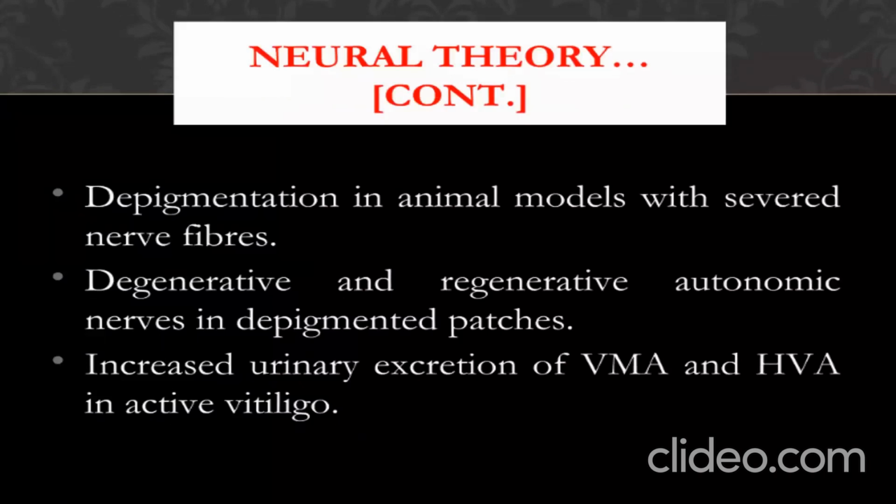In neural theory, depigmentation in animal models with severed nerve fibers is seen. Degenerative and regenerative autonomic nerves in depigmented patches, and increased urinary secretion of VMA and HVA in active vitiligo.